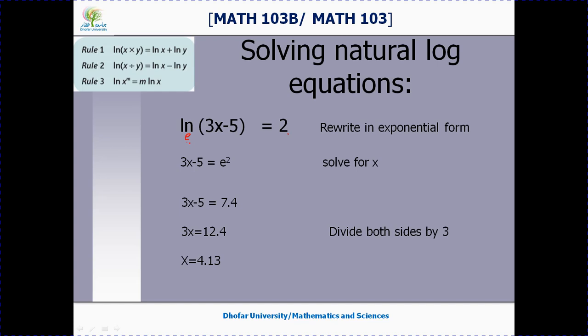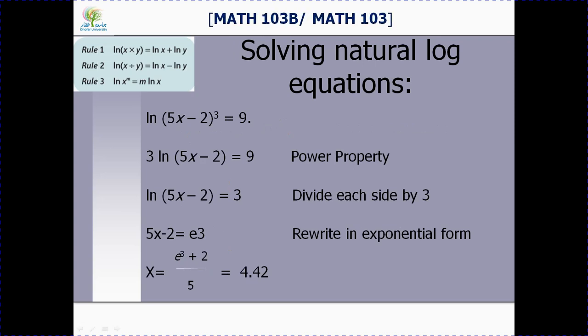By using your calculator, shift ln 2, you will find that e squared equals 7.4. So 3x minus 5 equals 7.4. Now solve for x: shift minus 5 to the right, and then divide by 3. Finally, you will have the value of x equals 4.13. So this is how I solve an equation involving ln.